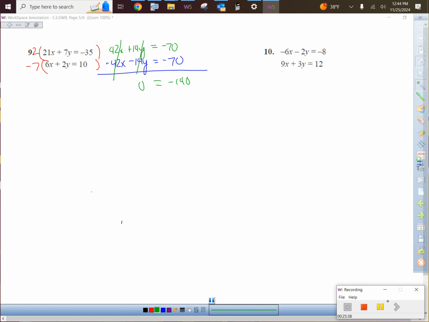What do you think? One solution, no solutions, or infinite solutions? These are my favorite, because there's no real work to do after you get it done. There are no solutions, which is inconsistent.